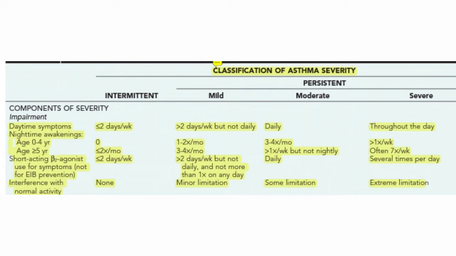So the important point is that if a patient comes who is not on treatment, then you will classify him as per the severity classification. If the patient is already on treatment, then you will classify him as per the control classification, and you will move onward and onward.